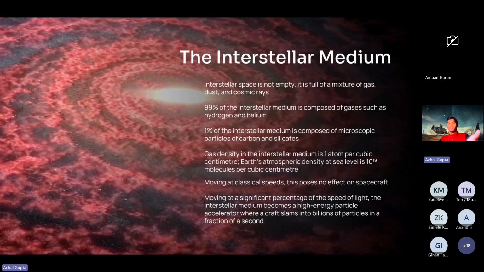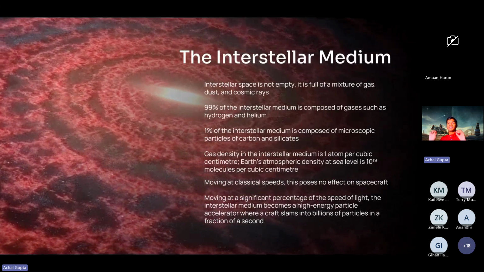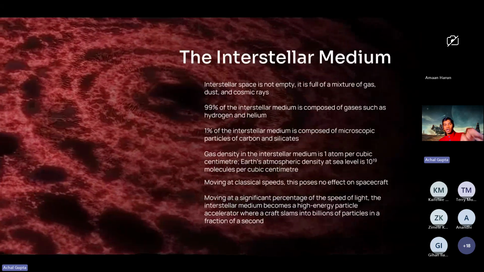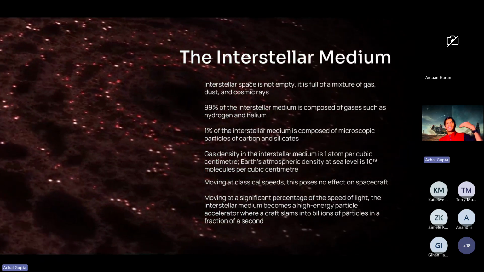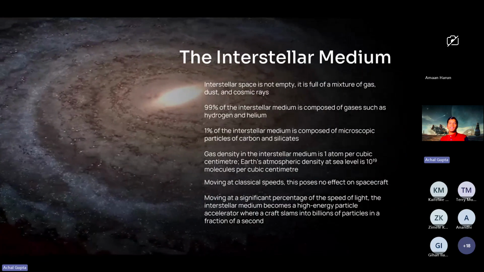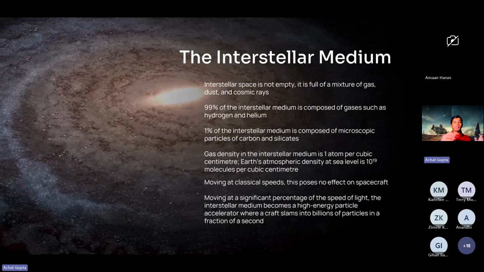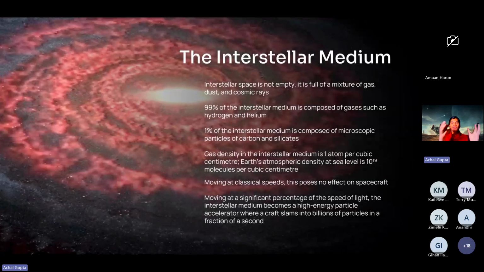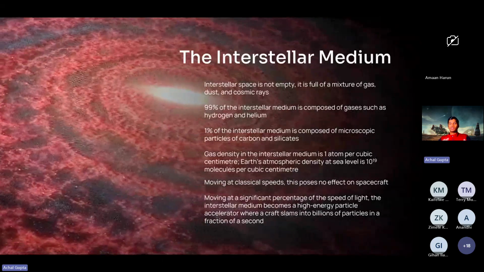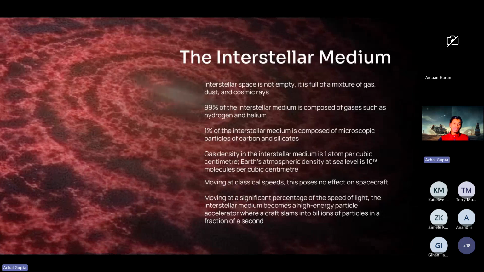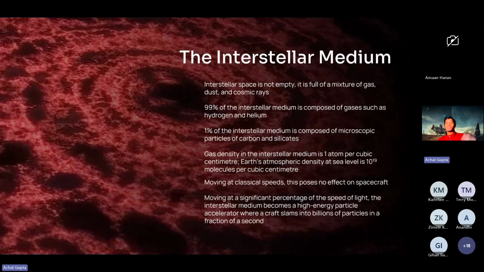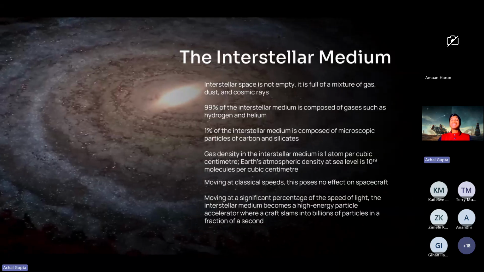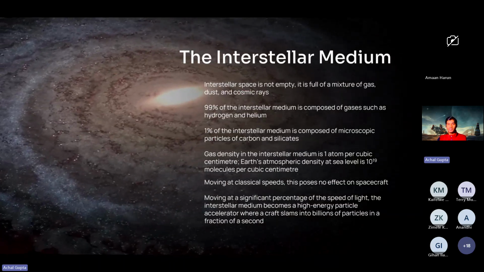Essentially, as you can see, the red stuff here is interstellar gas, so that's 99%. And then the highlighted dots that you'll see in a bit, that makes up 1% of the interstellar medium, and that's just microscopic particles like dust and carbon and silicates. And the reason I say this is a really good vacuum, even though we have this interstellar dust and gas, is because the density here is 1 atom per cubic centimeter, whereas the atmospheric density on Earth is 10^19 molecules per cubic centimeter.